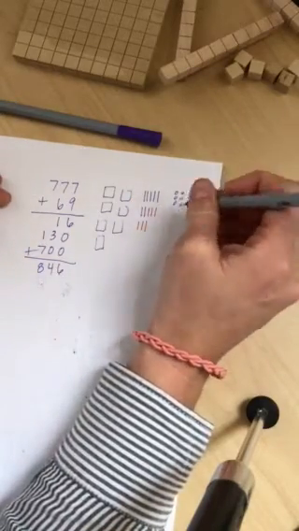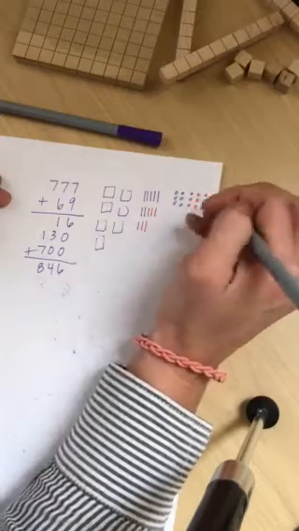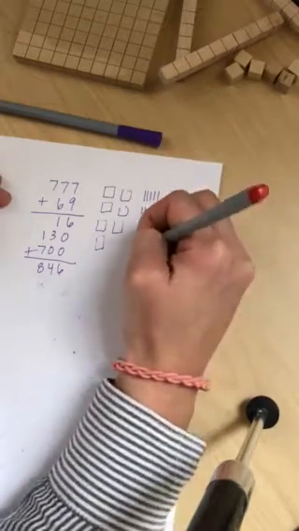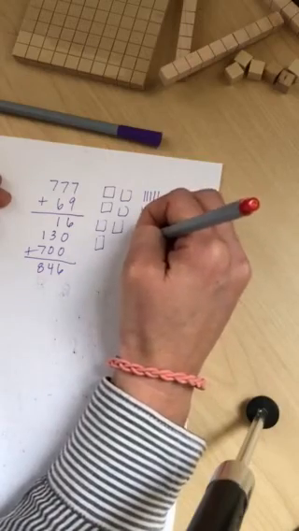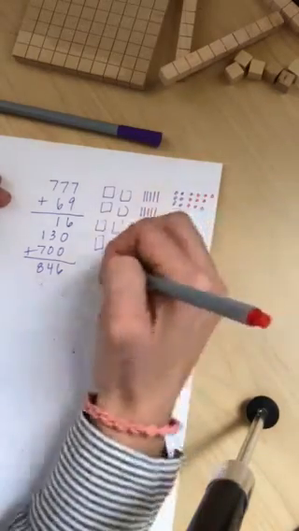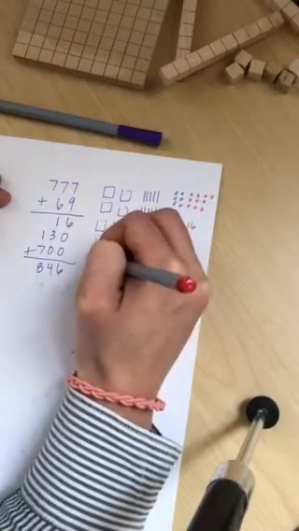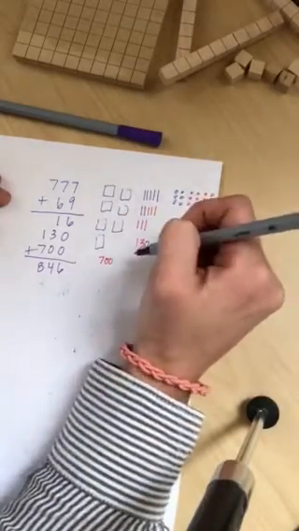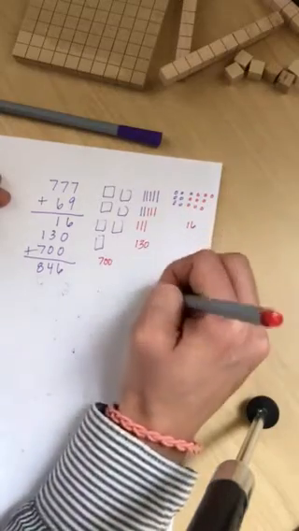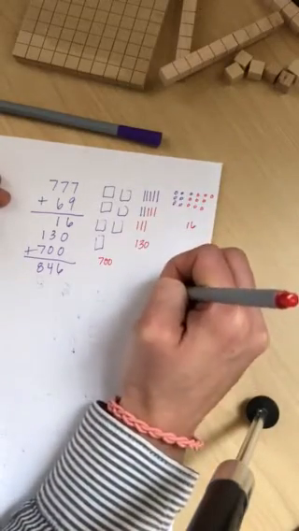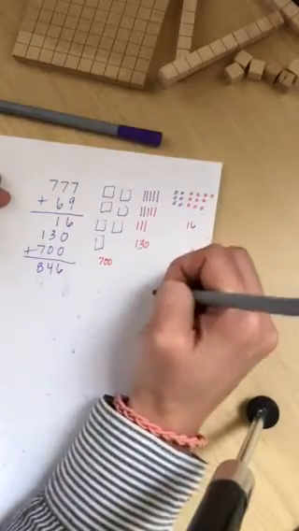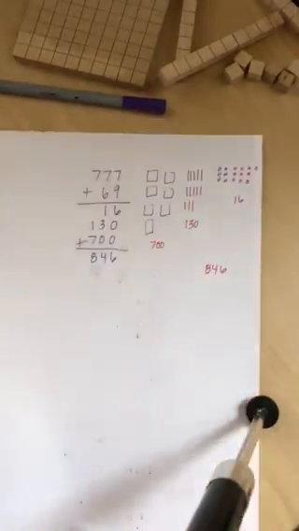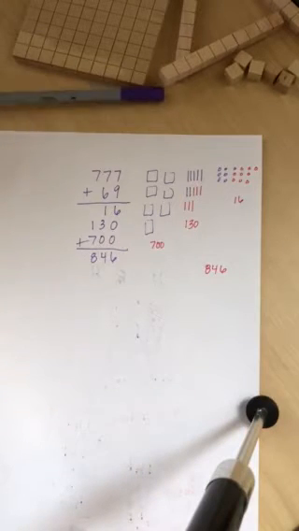But all together, first I'm going to count all of these pieces up. So that gives me 16 ones, 13 tens, or 130, and 700. And then I could think about regrouping after that. So in the end, I'm going to have 6 ones, 4 tens, and 8 hundreds. And I'll show the regrouping as I go now.